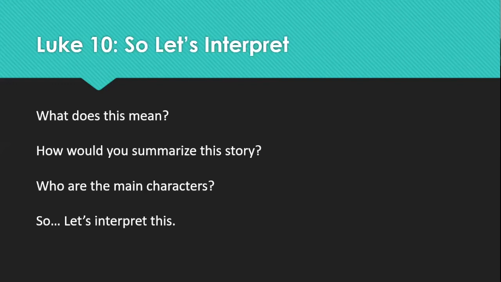So that's from Luke chapter 10. Let's do a little interpretive exercise for our last few minutes together. What does this mean? How would you summarize a story? Who are the main characters? Let's look at this now. Someone interject. Give me the cliff notes.